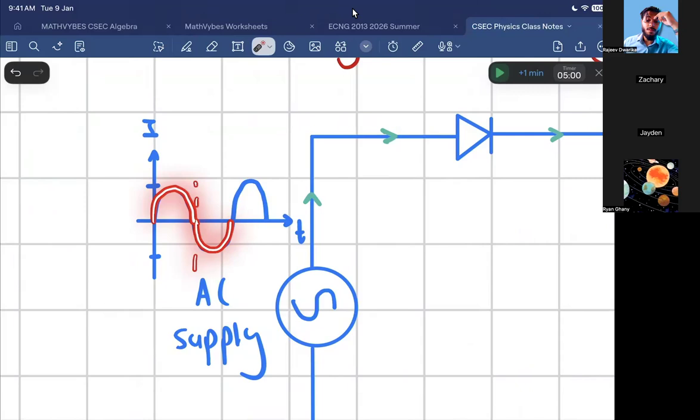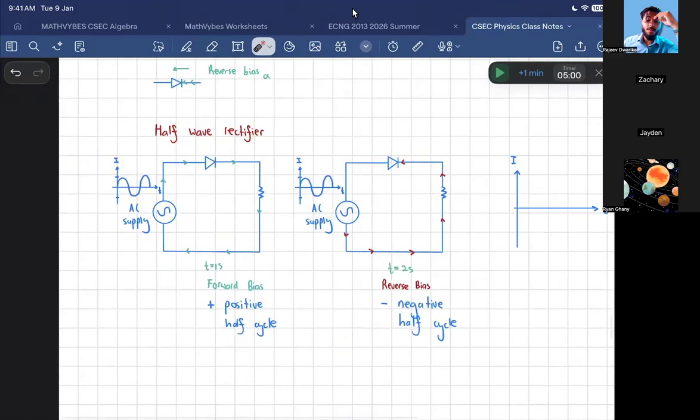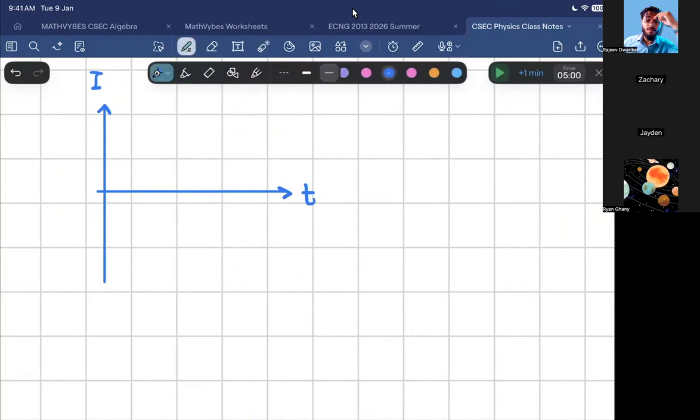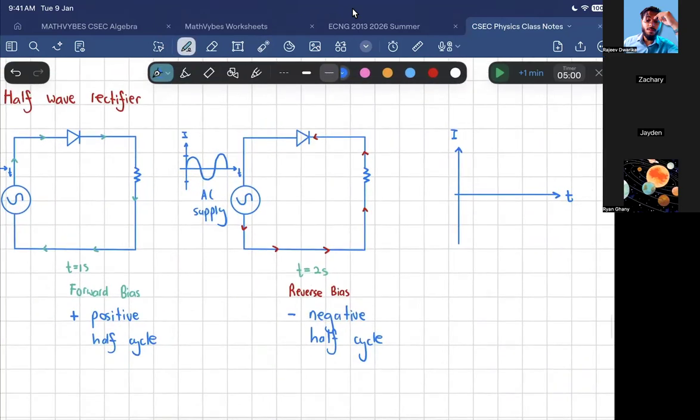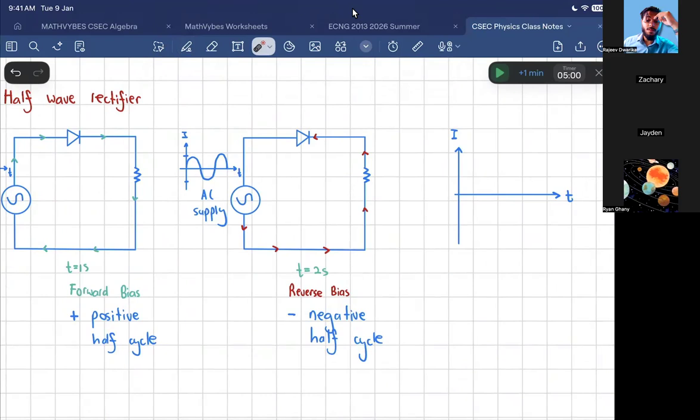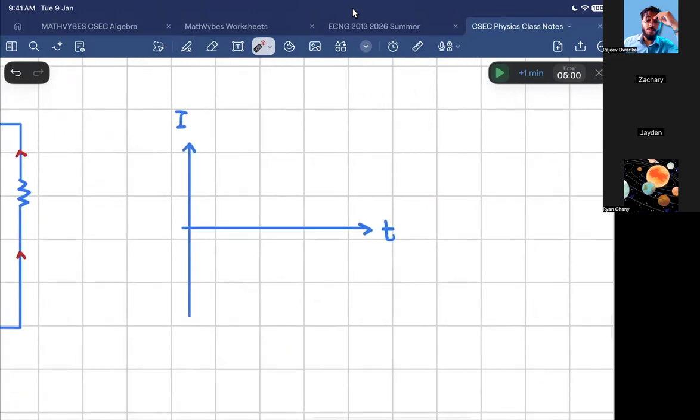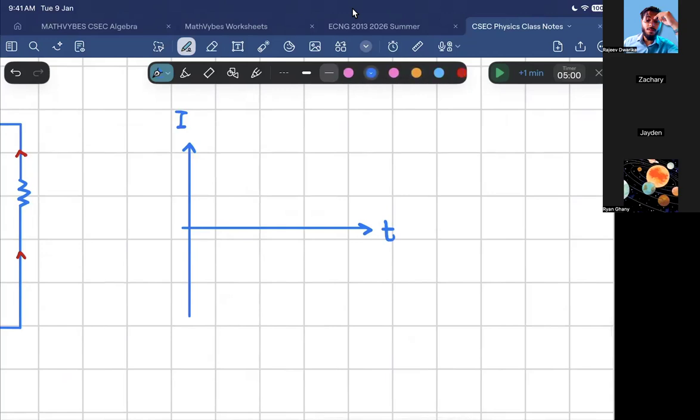Yes, sir. Right, so Jaden and Ryan, will it conduct in the positive half cycle over here, or will it conduct in the negative half cycle over here? One or two? Where will it conduct? Positive. Exactly. So the graph, if we're talking about the current passing through the resistor, the current would only pass through the resistor if it is in forward bias. So what I'm trying to say is the graph might look a little something like this. So it will conduct current here.